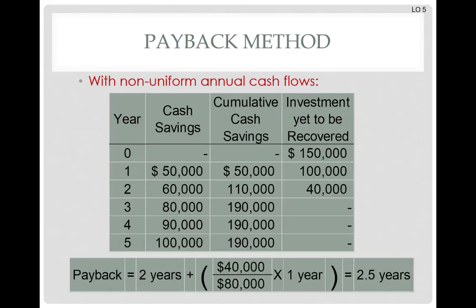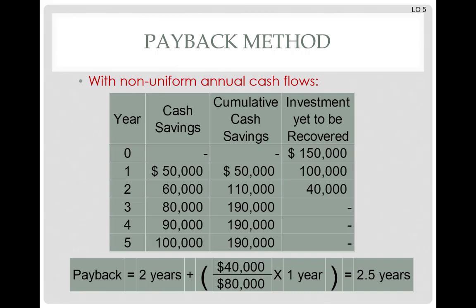If you have unequal cash flows, you have to look at the point at which you will recover your investment. So here, let's say we started with an investment of $150,000. And in year 1, you're going to save $50,000 as a result of investing in it. Or maybe you make $50,000. In year 2, you're going to save $60,000, in year 3, $80,000, in year 4, $90,000, and then in year 5, $100,000. So ignoring the time value of money, you'll notice that after year 1, we've saved $50,000.